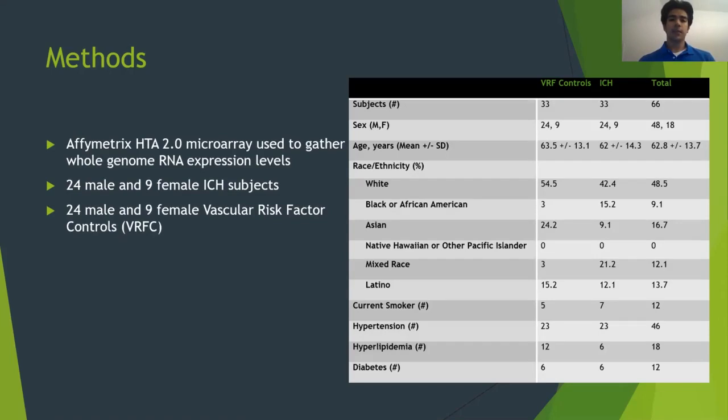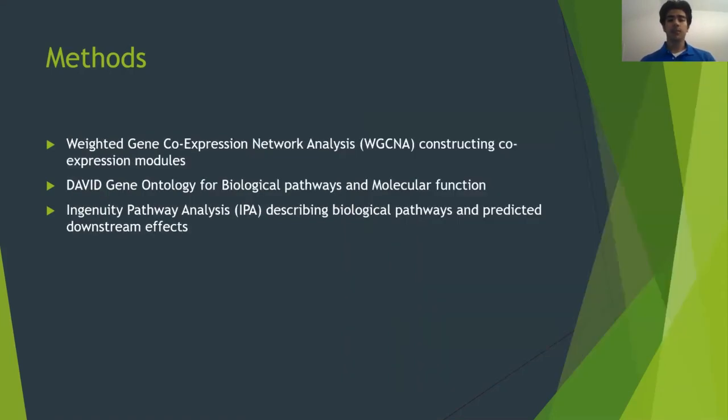We then used the RNA expression levels for weighted gene co-expression network analysis, or WGCNA, which is an R script that helps construct co-expression modules. And then from these co-expression modules, we found modules that were statistically significant to diagnoses, and we then put these significant modules into DAVID gene ontology to find statistically significant biological pathways and molecular functions. Furthermore, we used Ingenuity Pathway Analysis, IPA, to describe the biological pathways and predict downstream effects.